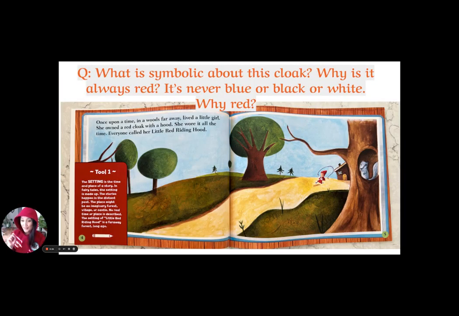Tool 1. The setting is the time and place of a story. In fairy tales, the setting is made up. The stories happen in the distant past. The place might be an imaginary forest, village, or castle. No real time or place is described. The setting of Little Red Riding Hood is a far-away forest long ago. Once upon a time, in a woods far away, lived a little girl. She owned a red cloak with a hood. She wore it all the time. Everyone called her Little Red Riding Hood.